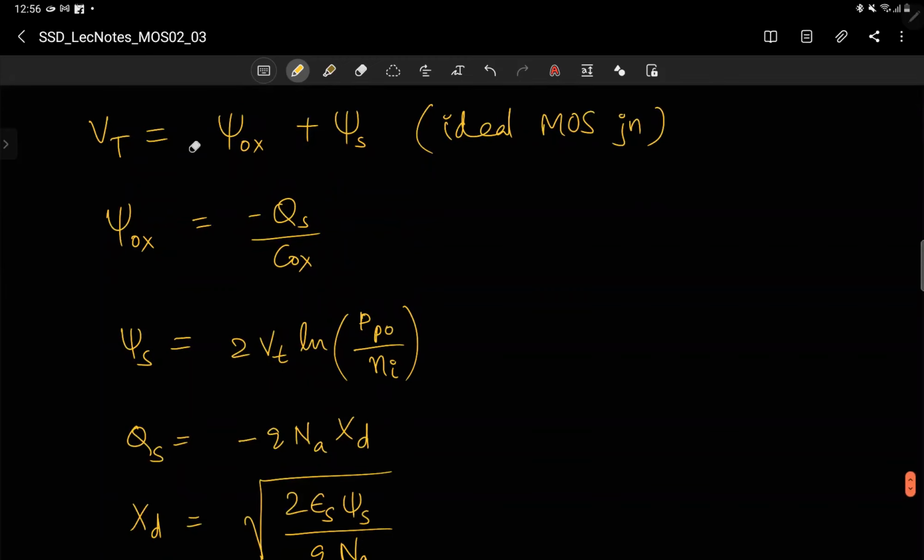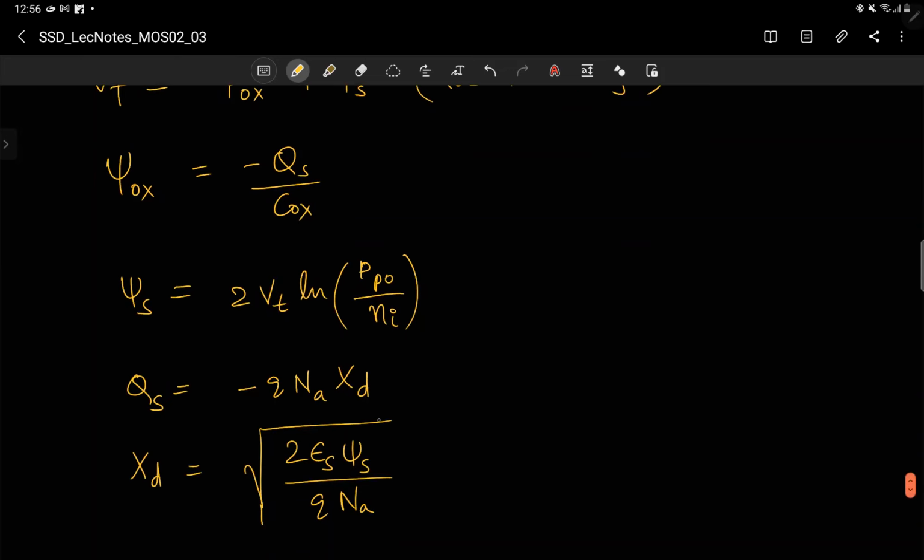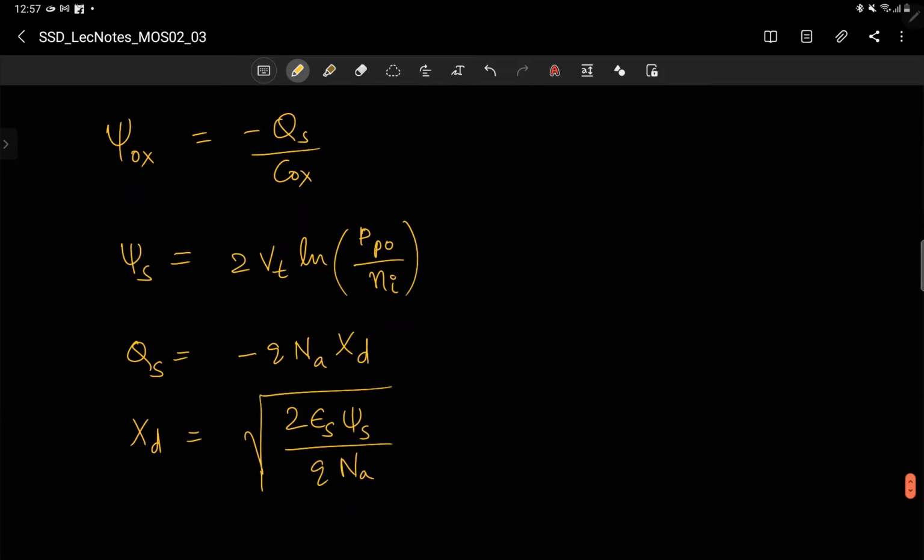Vt means ideal MOS junction, means this is what is Vt. Psi ox is minus QS by Cox. And QS is minus Q Na XD, where XD is this. This is something like a depletion width formula that you have derived in PN junction case, square root of 2 epsilon s by Q Na. Instead of V built-in, you have psi s here. And psi s is nothing but semiconductor potential drop, which is coming from Boltzmann relation. Okay. So this is what it is.